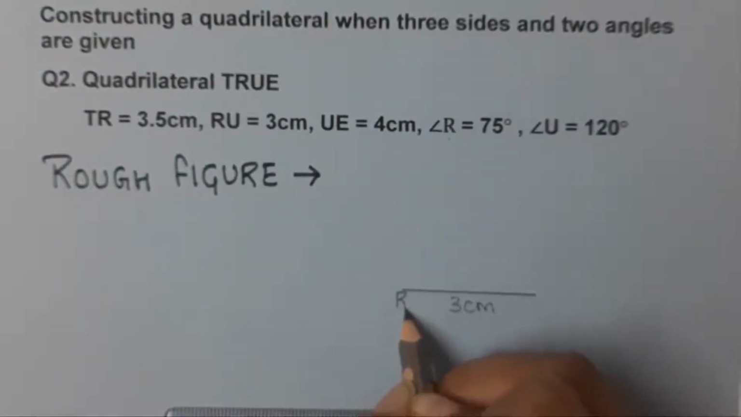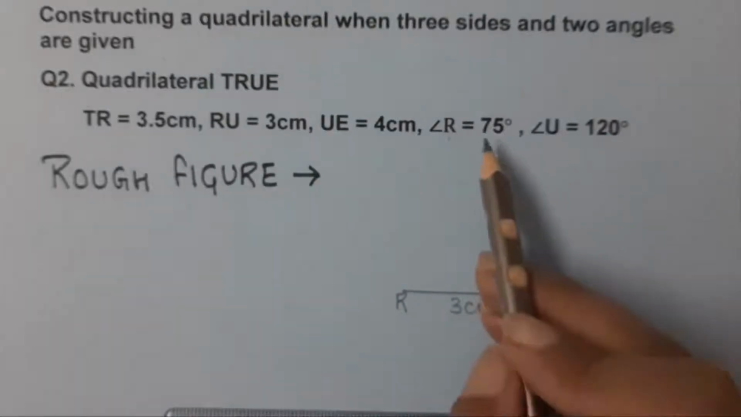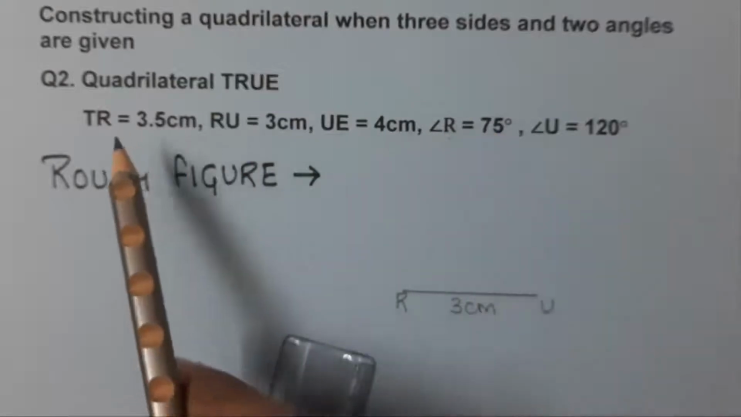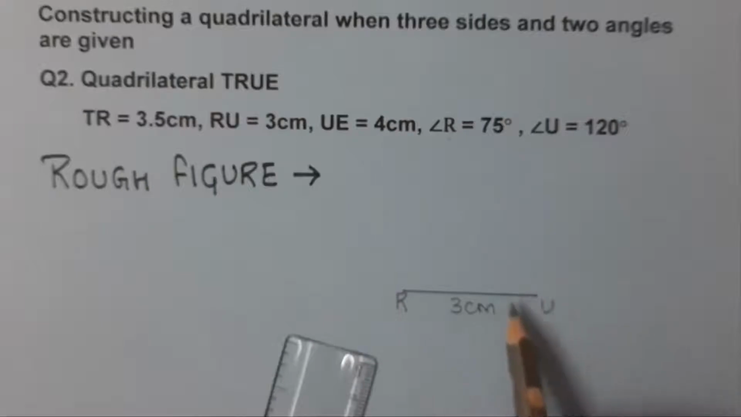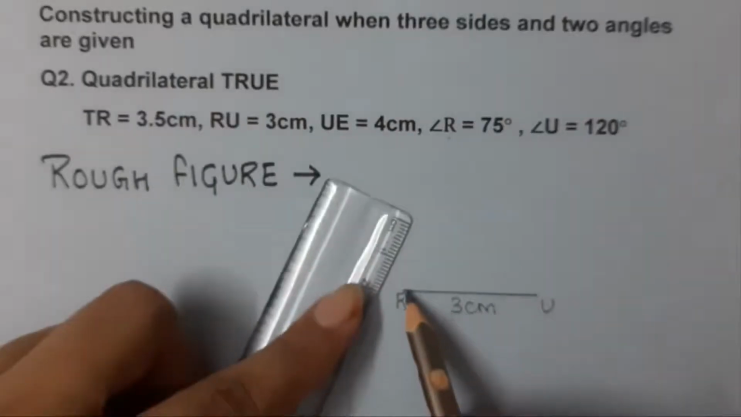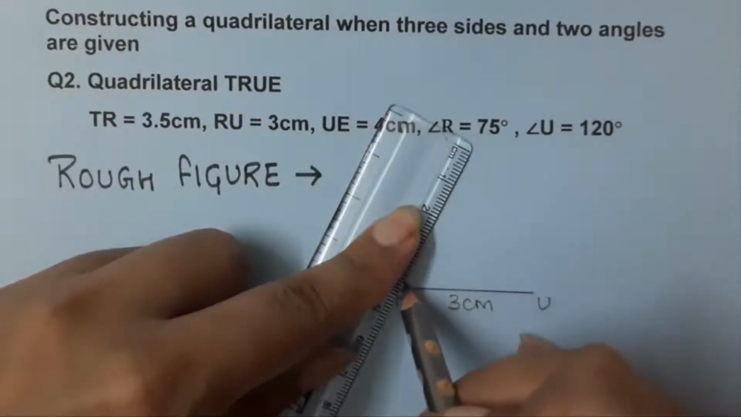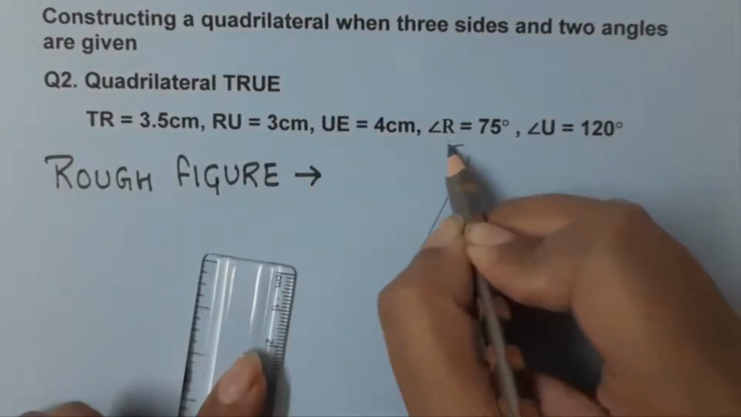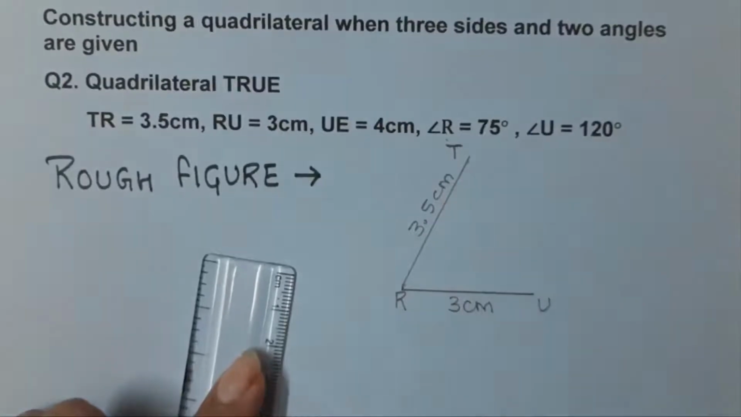Side RU. Now after locating these two vertices, we'll talk about angle R, which is 75 degrees. So it is an acute angle, and the side connected with angle R is TR, which is 3.5 cm. So it is somewhat lengthier than the given side RU. We'll try to draw it like that in the rough figure also. So this is TR, which is 3.5 cm.